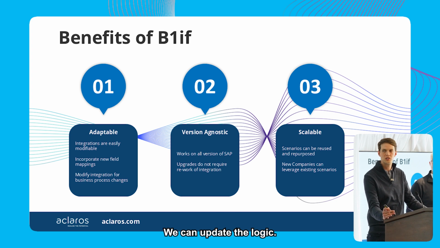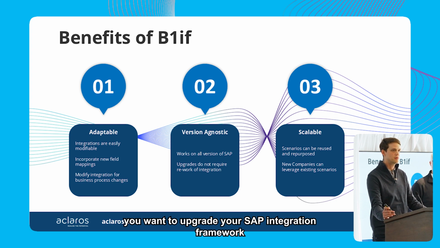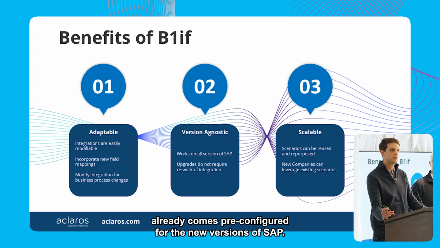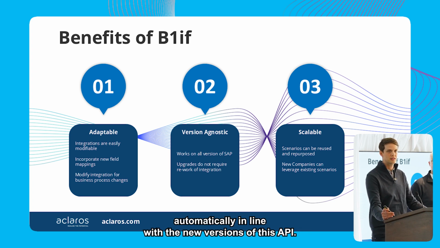We can update the logic. The version agnostic is pretty much that whenever you want to upgrade your SAP, our integration framework already comes pre-configured for the new versions of SAP. So your automations are already automatically in line with the new versions of SAP.